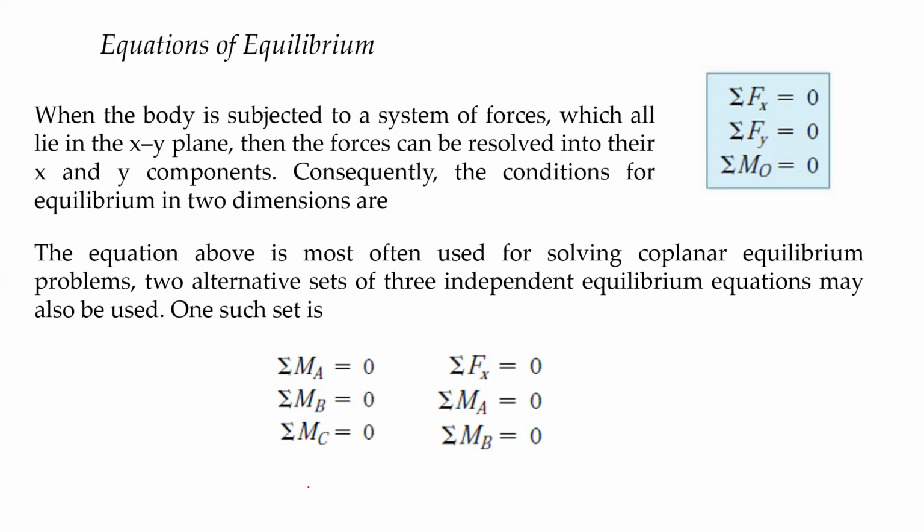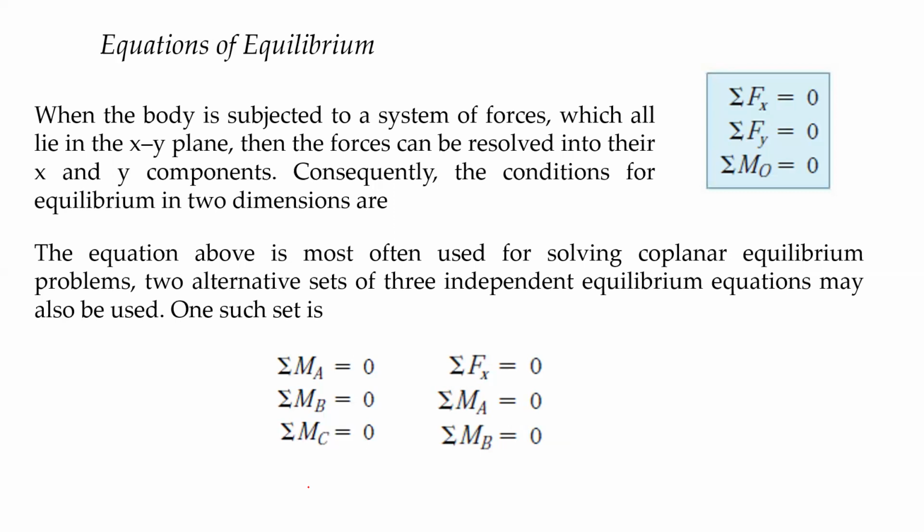And the equation above is most often used for solving coplanar equilibrium problems. Now we have what we call alternative sets of three independent equilibrium equations. That is, we're also allowed, if you want to solve it by taking the moments without summing the forces x or y, you can also do that. You have summation at one point, another point, and another point. So that is summation of moments about A, about B, and about C is equal to 0.